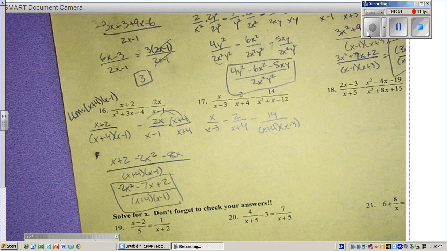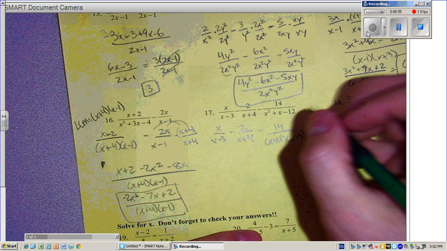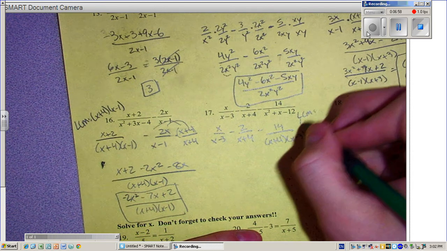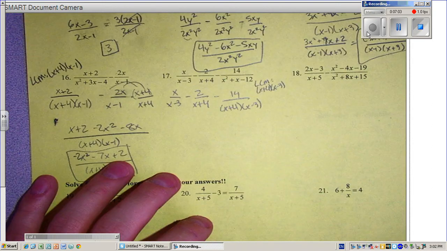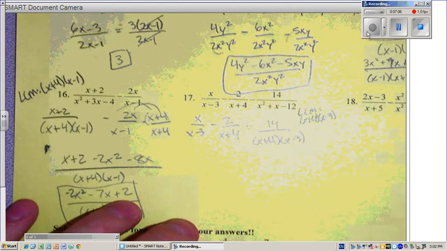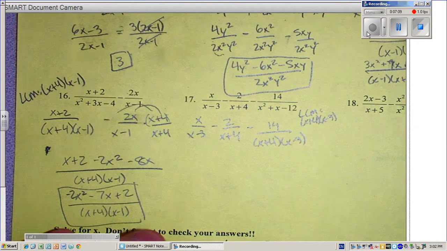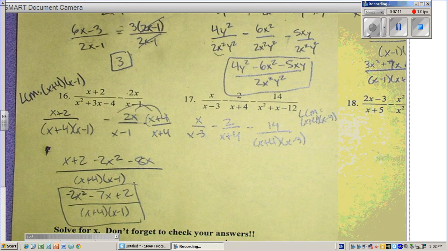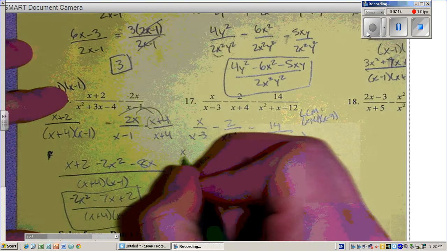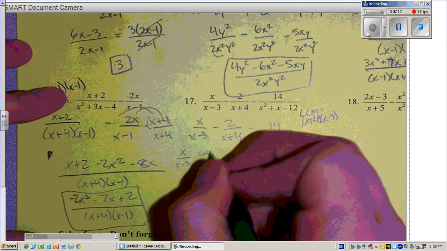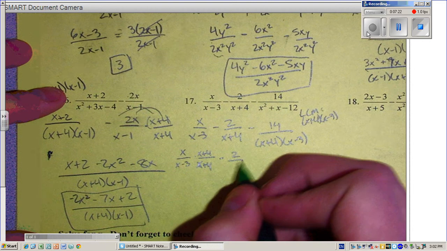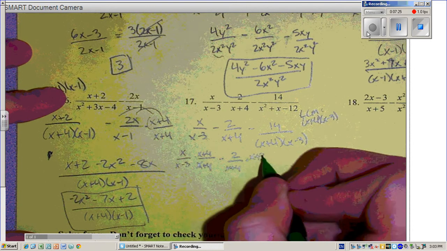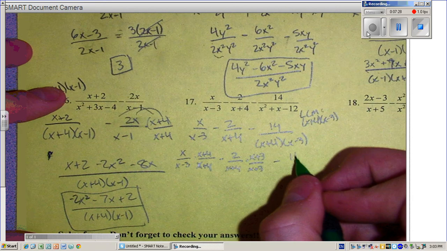What you'll notice is that the first two expressions do not have the LCM, which is, in this case, x plus 4 times the quantity x minus 3. Okay, let me zoom in a little bit. So now what I need to do is multiply this first expression, x over x minus 3, times the quantity x plus 4 over x plus 4. I need to multiply that second term, 2 over x plus 4, by the quantity x plus 3 over x plus 3. And I'm going to leave that last term exactly the same.